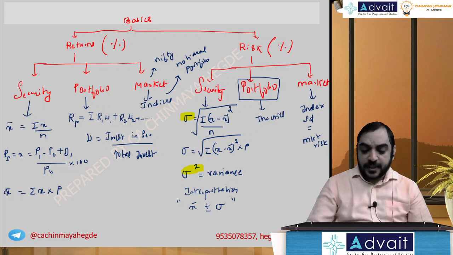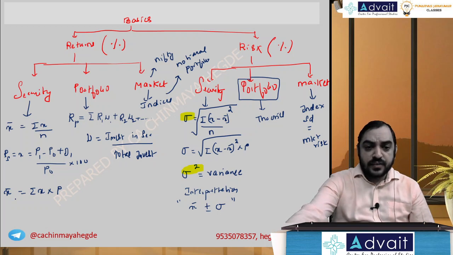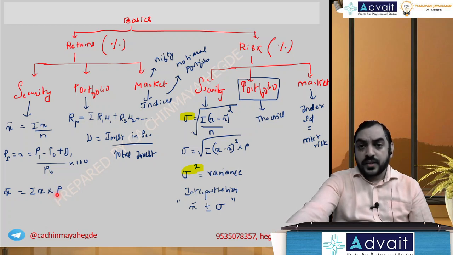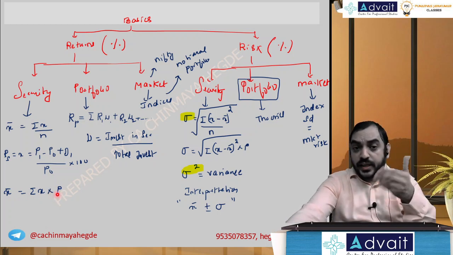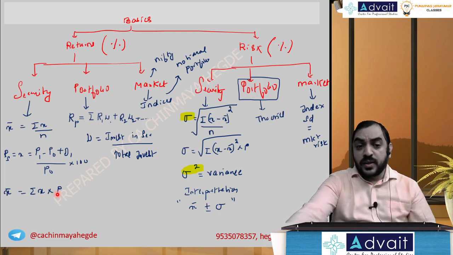If probability is there, just like here I have given one formula, x bar is summation x into p. P stands for probability here. Sometimes in a problem they'll give you expected probability. So if probability is there, average should be calculated like this. X is return, P is probability, multiply and do the total.